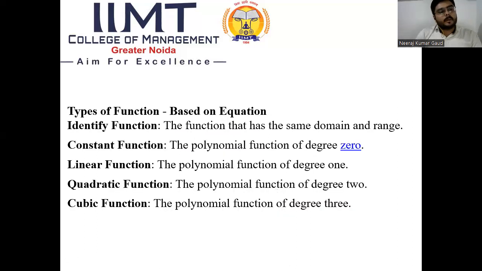Types of function based on equation. We have the identity function, the function that has the same domain and range. Constant function, the polynomial function of degree 0. Linear function, the polynomial function of degree 1. Quadratic function, the polynomial function of degree 2. Cubic function, the polynomial function of degree 3.